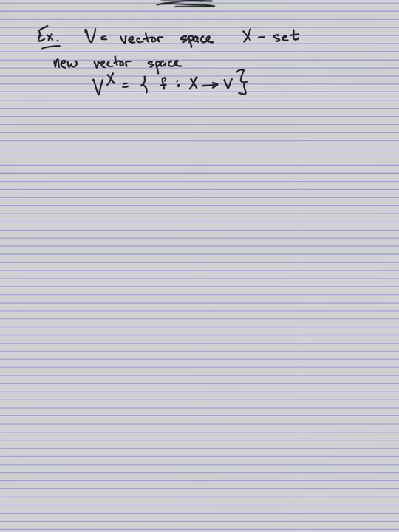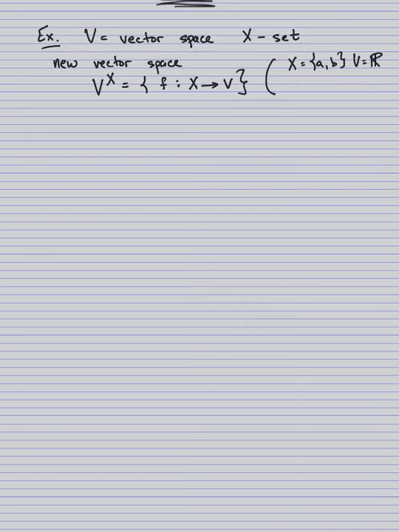Another one is more general. We can take V to be any vector space, with its operations, and X to be any set, and we make a new vector space, which I'll denote by V to the X. As a set, it consists of functions from the set X to the vector space V. For example, if X is 2 points and V is just R.